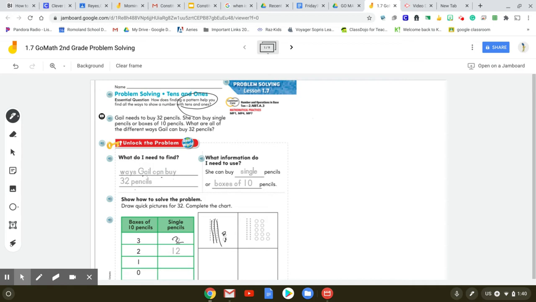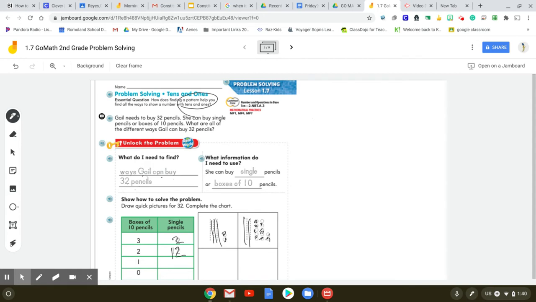row, we have 2 boxes and 12 singles. So they took a 10 over here and they gave it to the ones. So I'm going to put 12 right there. And here's my picture. 1, 2, 3, 4, 5, 6, 7, 8, 9, 10, 11, 12. I hope yours is neater than mine. Mine's really hard to draw on the computer.